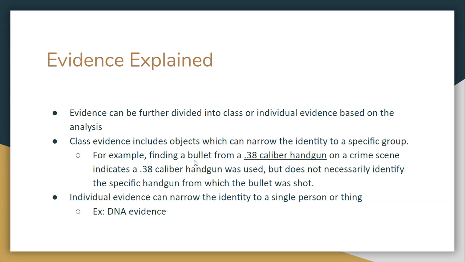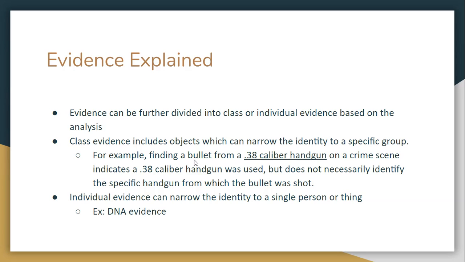Evidence can also be classified as either class or individual evidence based on analysis. Class evidence is anything that will narrow the identity of the object to a specific group. So, for example, if you find a .38 caliber bullet or shell casing on a crime scene, that indicates that a .38 caliber handgun was used at the scene. But that does not necessarily identify the specific gun that shot the bullet.